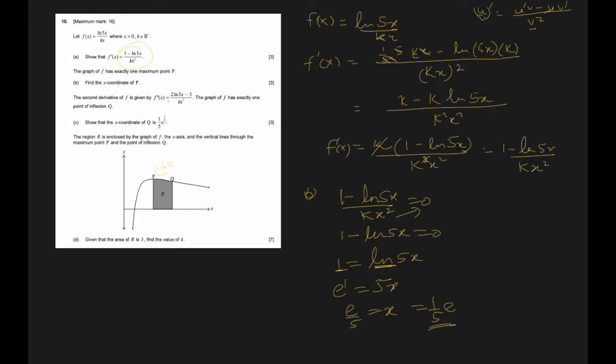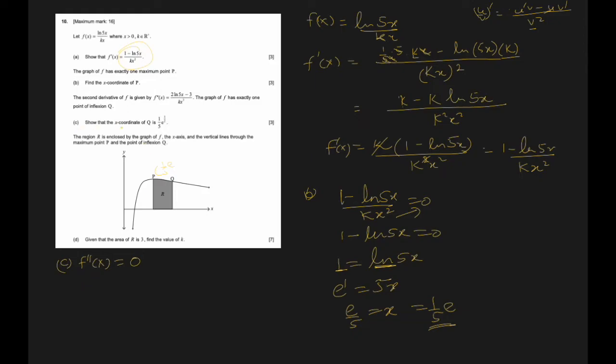Next, the second derivative is this. They have done it, they are not asking us to do it, they are saving our time. The graph of f has exactly one point of inflection. Okay, point of inflection is the one where the concavity changes. Can you see? This is concave down, something like this, opening down. But after Q, it is kind of opening up. So wherever the concavity changes, that's called point of inflection. And what is special about point of inflection? At point of inflection, the second derivative is 0 because the rate of change is changing. That's why they have already given a second derivative. We'll make it equal to 0.